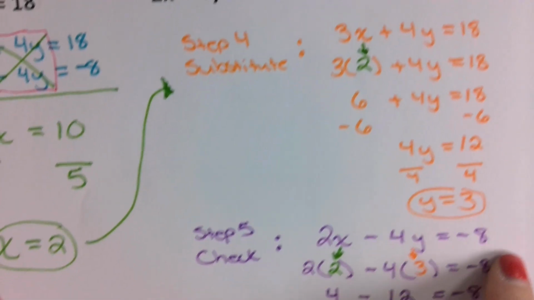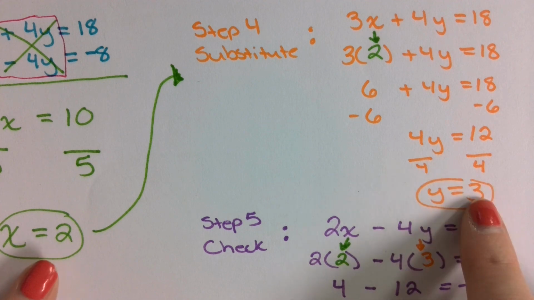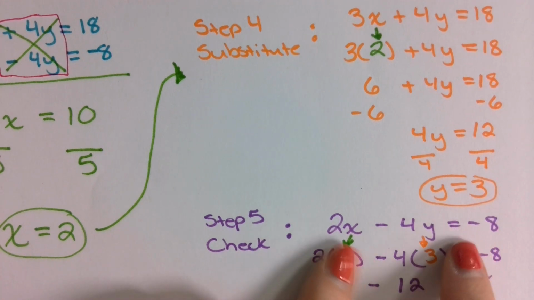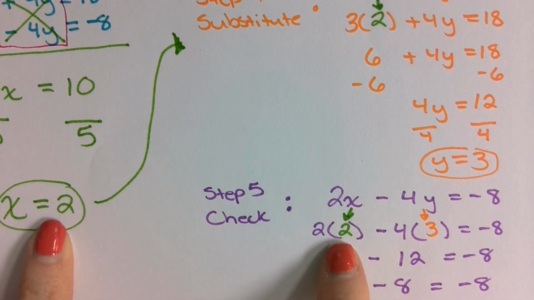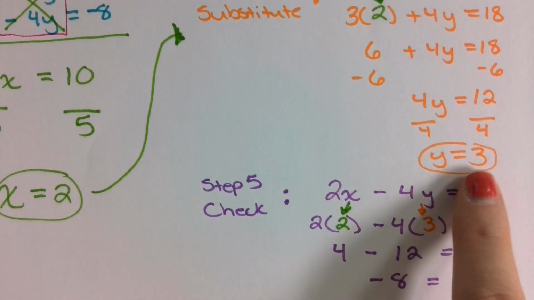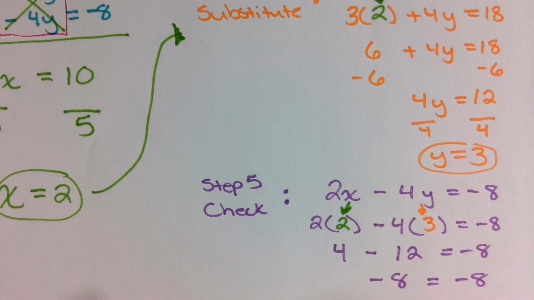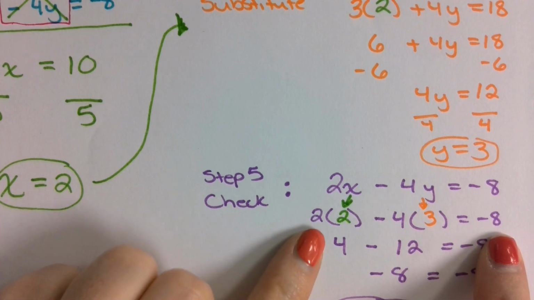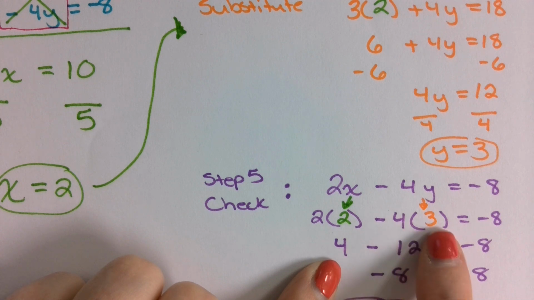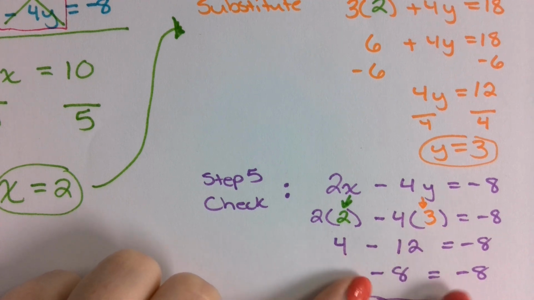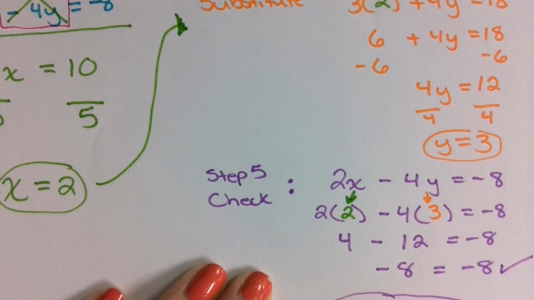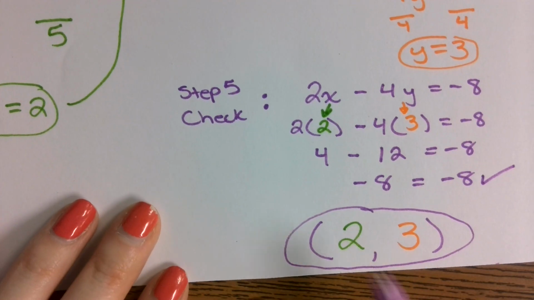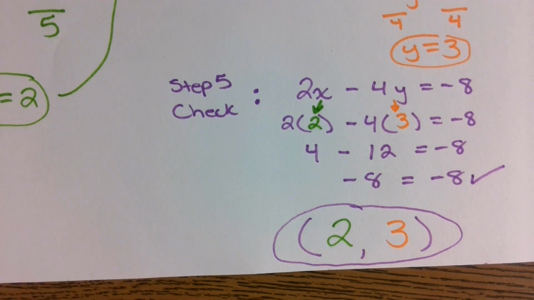You then take your value of x equaling 2 and y equaling 3 and you substitute it into the other equation. So we're going to have 2 times 2 instead of 2 times x, minus 4 times 3 instead of minus 4 times y, and it's equal to negative 8. 2 times 2 is 4, and then negative 4 times 3 is negative 12. 4 minus 12 comes out to negative 8, so it does work. It is a true solution, so I can check mark that off, and then write it in my ordered pair. My ordered pair is positive 2, positive 3.